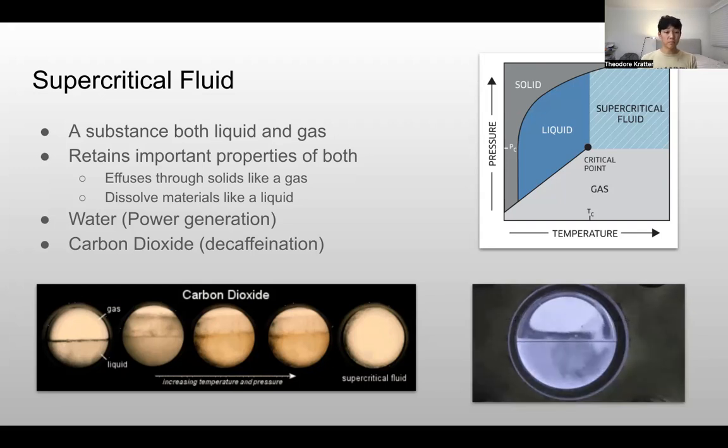Liquid and gases. It can effuse through solids like a gas, but interestingly enough, it can actually dissolve materials like a liquid. And the most famous example of this being used is for decaffeination of coffee beans. You can take supercritical carbon dioxide, put it in a tight container with these coffee beans, and after some time, the caffeine will be gone. It will be dissolved inside the supercritical carbon dioxide, but the bean itself remains intact, and it has all the flavors still there.